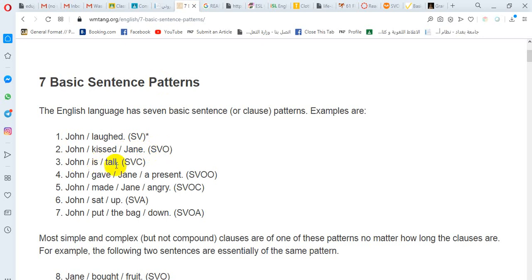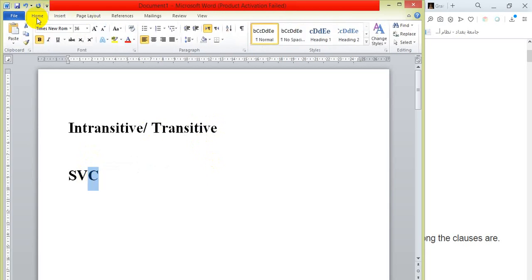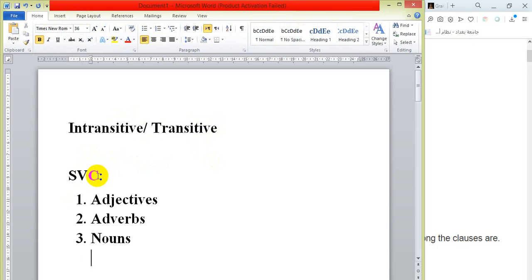Then we have what? SVC, which is what? Subject, verb, complement. Like what? John is tall. In English, we have different types of complement. In this pattern, let us write subject, verb, complement. In English, complements are of 3 types. It can be adjectives, number 1, or it can be adverbs, or nouns. I'm going to give you an example for each case.